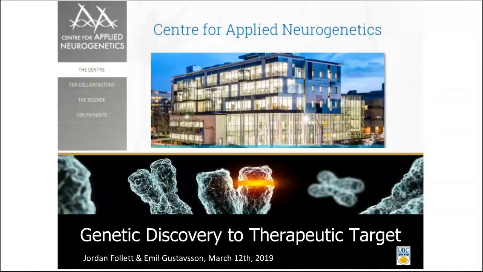So if you look at my cursor, you can see this is the Center for Applied Neurogenetics at the University of British Columbia. This is where Emil and I work. We work as part of a team. We're really an interface between genetic discovery and translational or functional neuroscience. And we are housed up in this top corner. And yeah, let's get going, I guess.